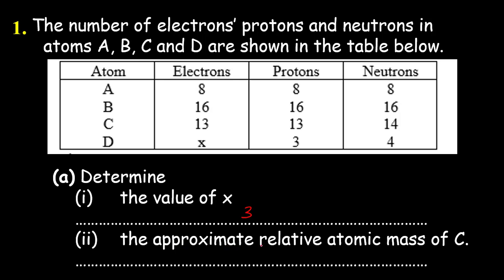Determine the approximate relative atomic mass of C. So relative atomic mass is almost the same as our mass number. If you remember, the mass number was represented by capital A. So mass number is basically the sum of protons and neutrons. So we just have to add the number of protons and neutrons of C. Our C has 13 protons and 14 neutrons, giving a total of 27 as the relative atomic mass of C.